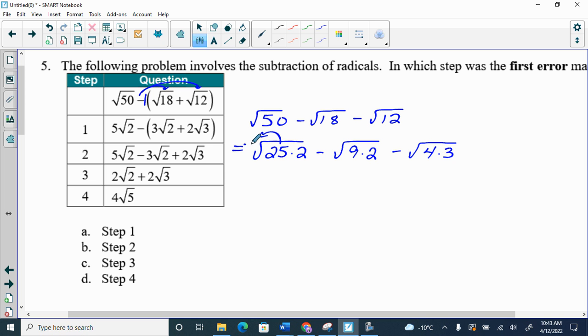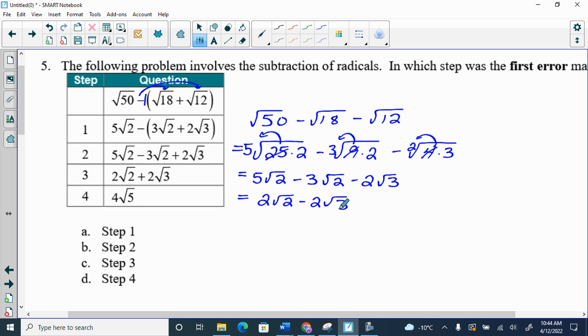25 comes out and it's a 5. 9 comes out and it's a 3. 4 comes out and it's a 2. So I'm going to get 5 root 2 minus 3 root 2 minus 2 root 3. 5 root 2 minus 3 root 2 is 2 root 2 minus 2 root 3. That would be how I would do it.